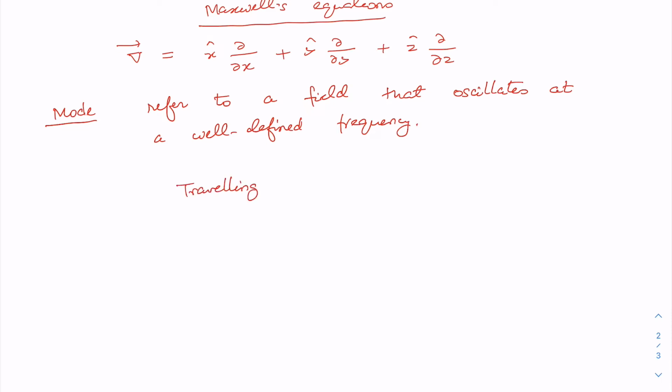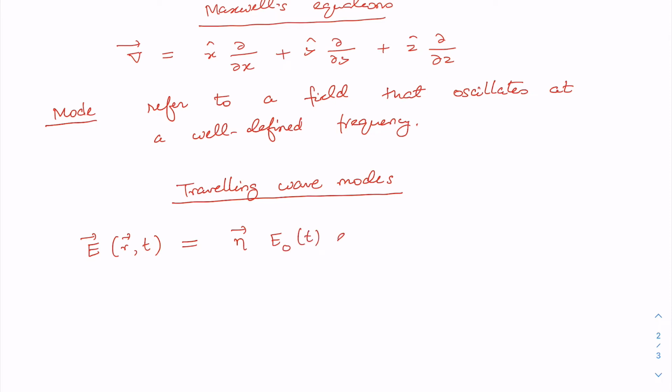We will consider first traveling wave modes. Later on, we will discuss the case of standing wave modes as well. These traveling wave modes describe a freely propagating wave given by, say, an electric field expression like this. So a traveling wave is described by this electric field defined like this. I will explain the terms after writing this.